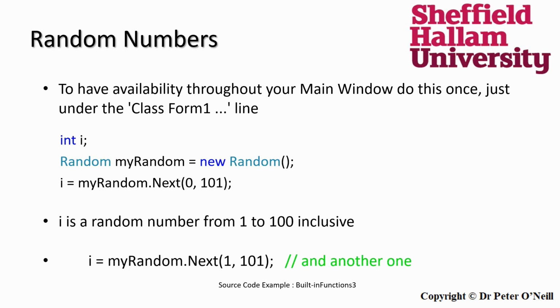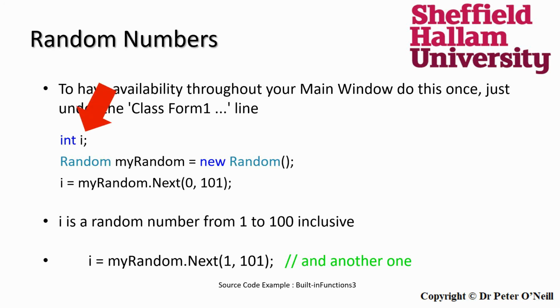And then we can say it again. So we can get another one. So every time we type in I becomes random dot next 1 to 100, we actually now only have between 2 and 100 that we could randomly get. But it will randomly generate a number. And you can see that in built-in functions number 3.